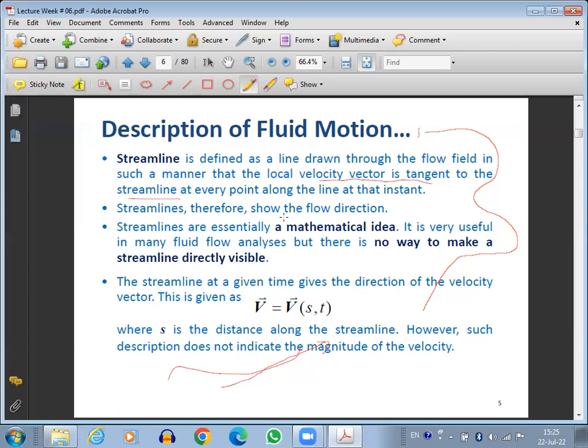Whenever the fluid is flowing, whether it is falling from somewhere, or maybe going upward, or maybe going on a horizontal path, you can draw a line just to show how the fluid is flowing, and the velocity on that line is always tangent.